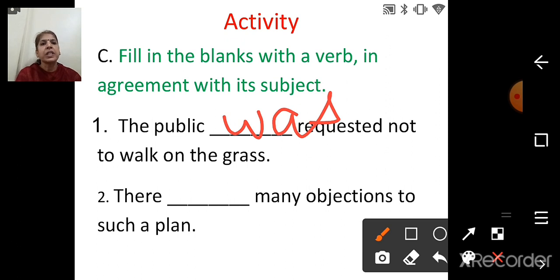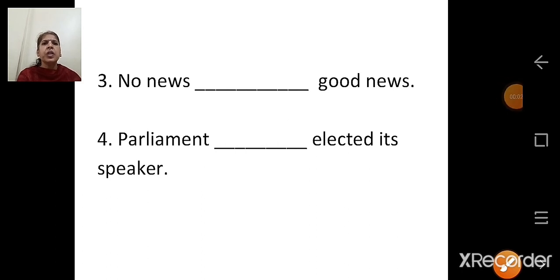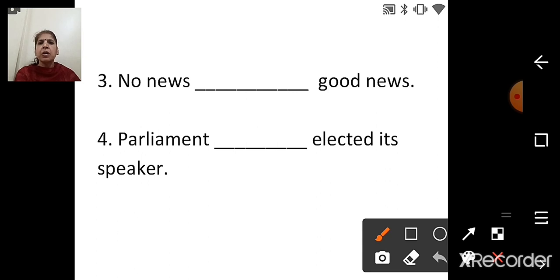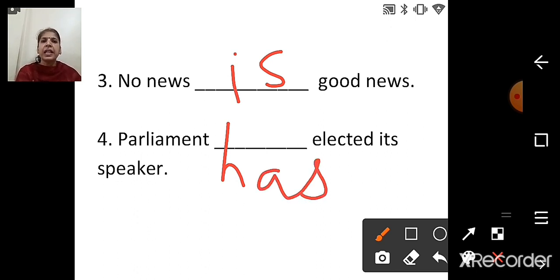There dash many objections to such a plan. There, yes children, what will come? There were many objections to such a plan. Next one is: No news dash good news. Now we say news, but news is taken here as singular, one thing. So no news is good news. Next: Parliament dash elected its speaker. Now Parliament also is a subject, and the subject here is singular. So has will come. Parliament has elected its speaker.